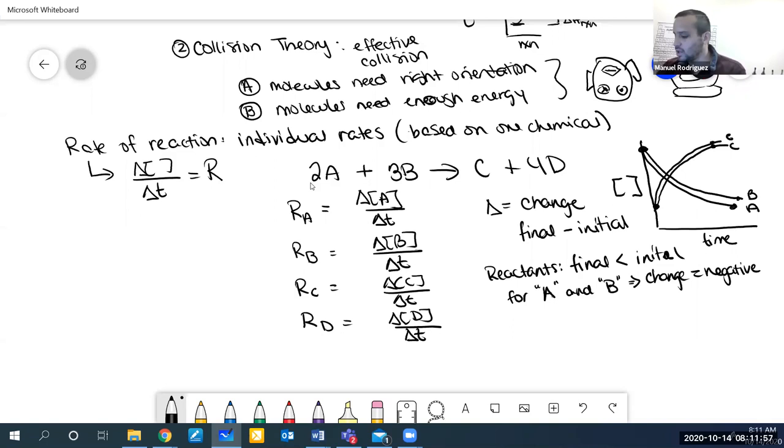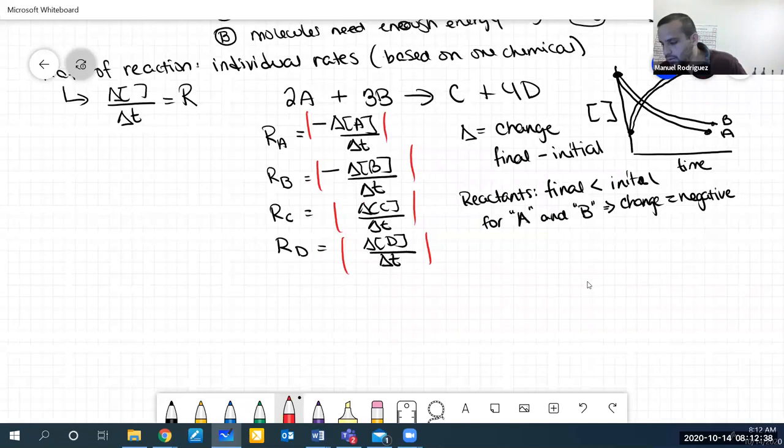So to make the rates positive, the reactants always have a negative sign in front in the equation. Sometimes I'll tell people that it's also easier to just use absolute values for everything, and then you don't have to worry about which one is negative or positive. But you will see in the book and in videos that when they write the rate of the reaction, they will use a negative for reactants. Basically, what they want you to do is to keep the value positive.